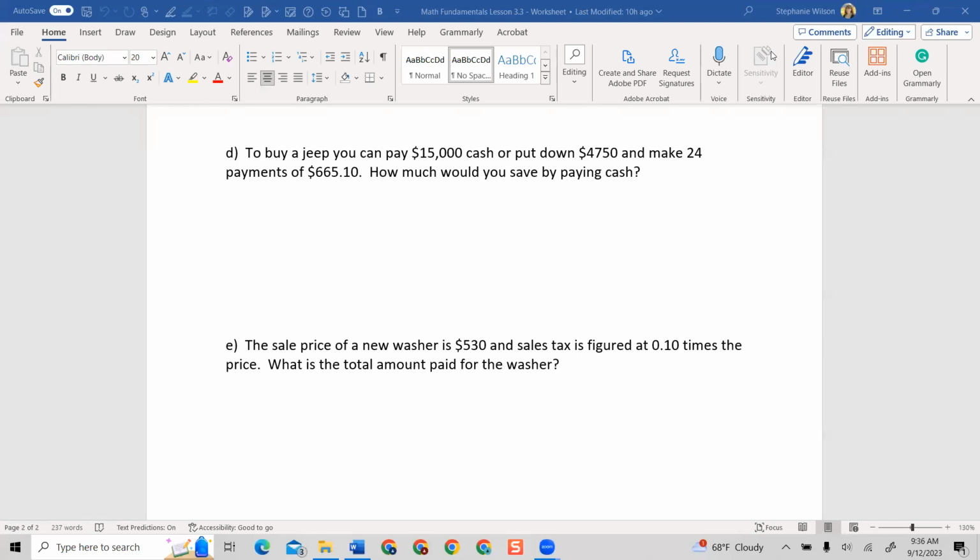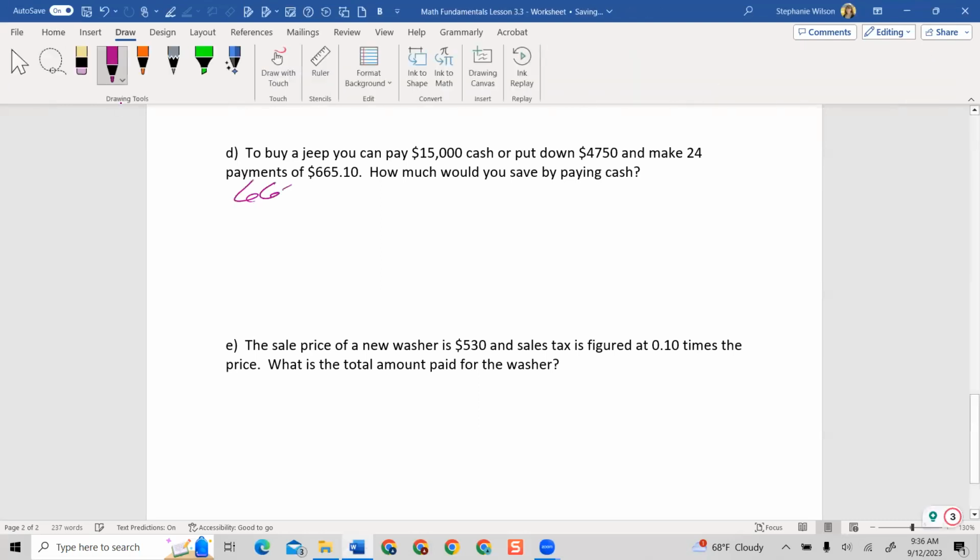All right, so first thing is I'm going to take this $665.10 and multiply that by 24. 4 times 0 is 0, 4 times 1 is 4, 4 times 5 is 20, carry the 2. 4 times 6 is 24, plus 2 is 26, carry the 2. 4 times 6 is 24, plus 2 is 26.